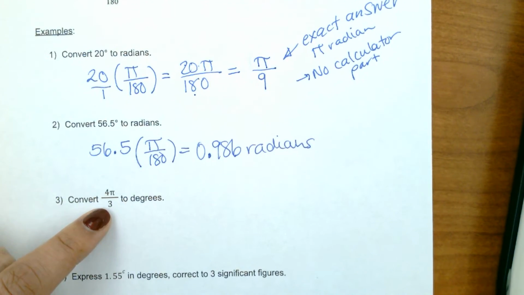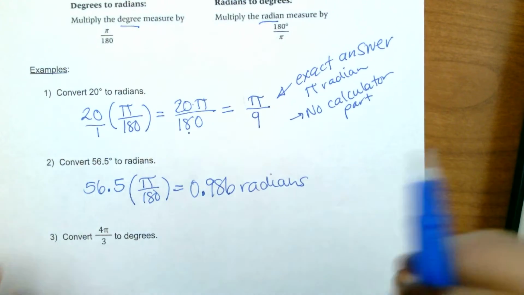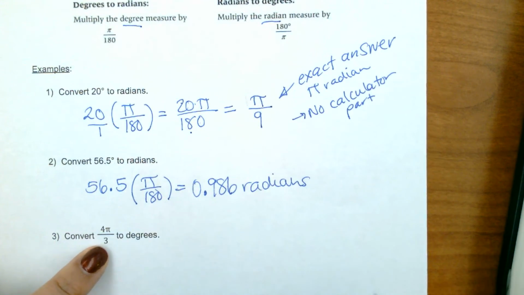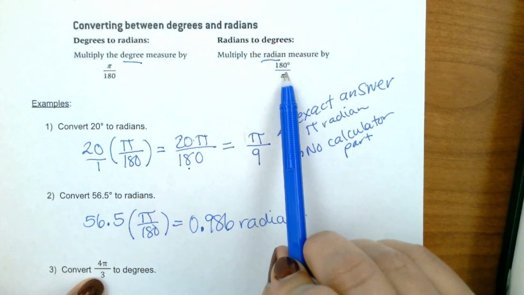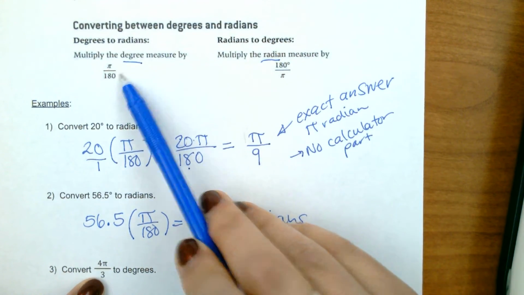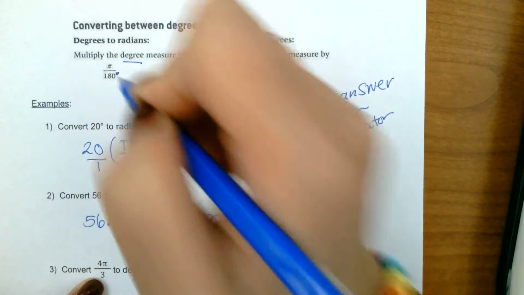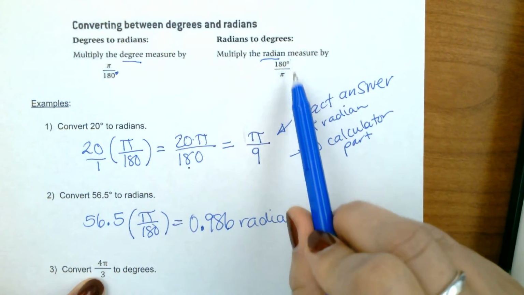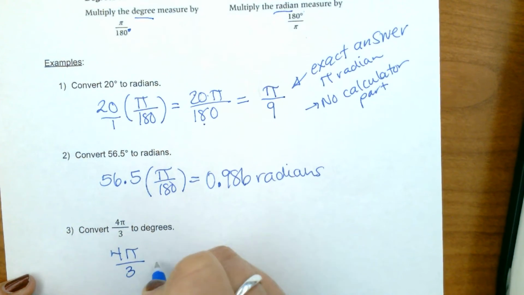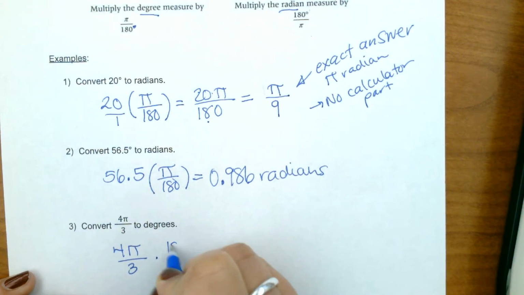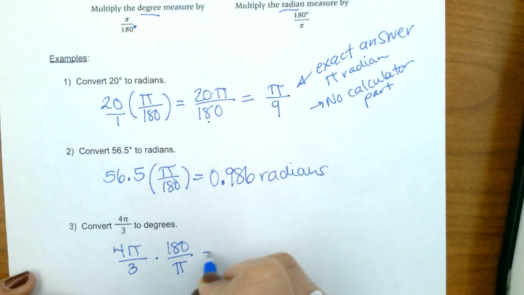Okay. Let's convert 4 pi over 3 to degrees. So this is radians, so we're doing radians to degrees. So we have to multiply by the reciprocal, so 180 over pi. I forgot my little degree sign here. So 4 pi over 3 times 180 over pi.